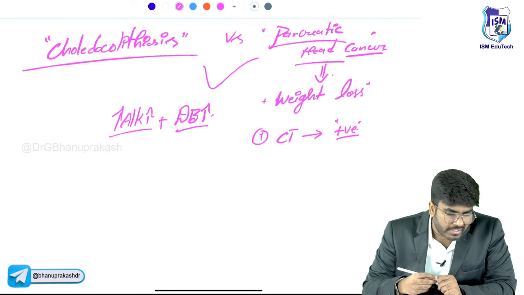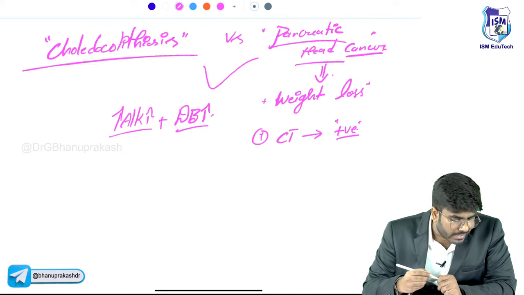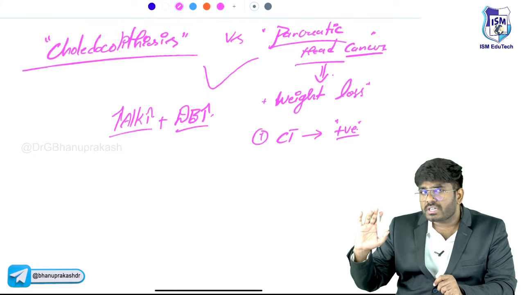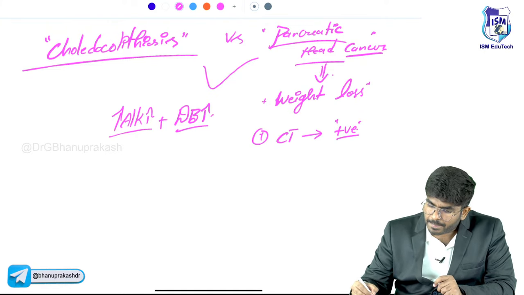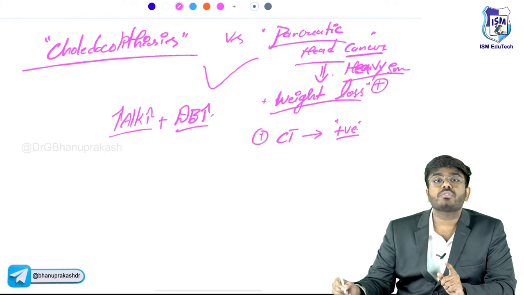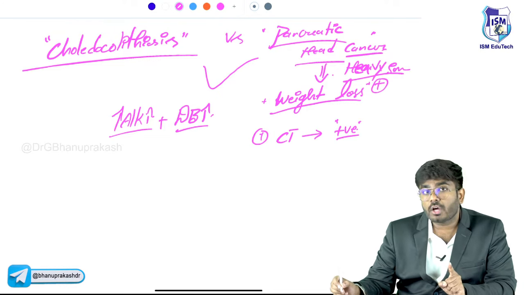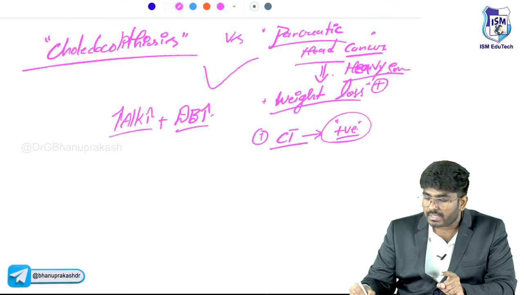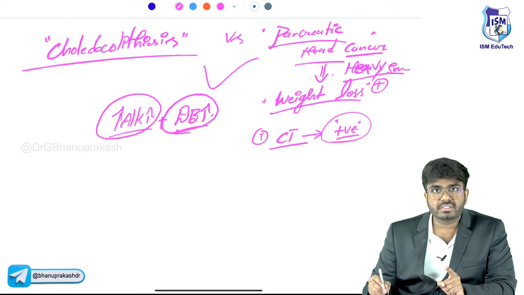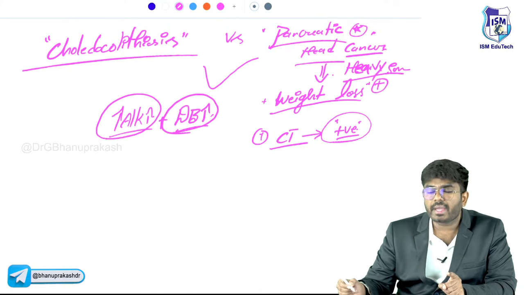But you have to differentiate whether it's a pancreatic carcinoma. Even in a question, if they mention that the patient is a heavy smoker with weight loss, now you should think about heavy smoker, weight loss, and the CT showing the cancer, and the alkaline phosphatase and direct bilirubin levels are elevated. It's all pointing towards pancreatic head cancer.